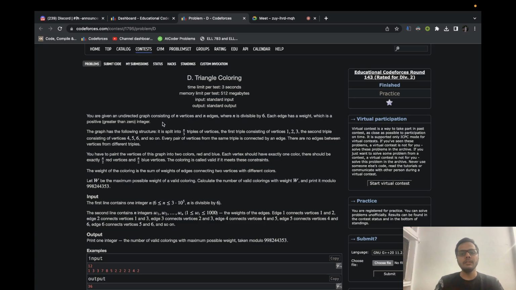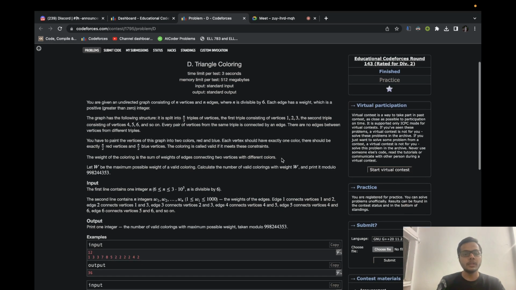So essentially what happens is that we are given n by 3 groups of vertices, and every group has exactly 3 vertices, and there is an edge between each pair of vertices in a group. So there are 3 edges in every group. In total there are n edges since there are n vertices. Now what we need to do is color these vertices either red or blue, and exactly half of the vertices should be colored red and the other half should be colored blue.